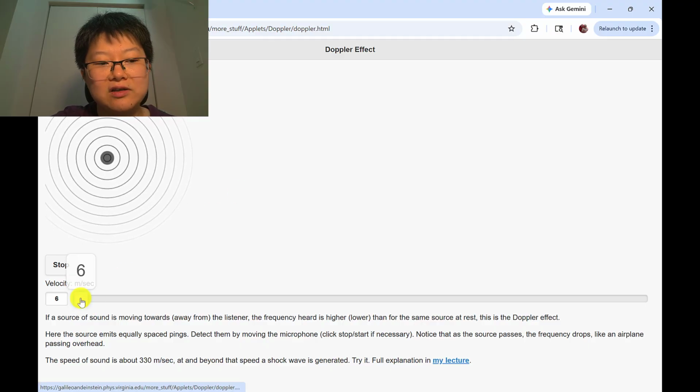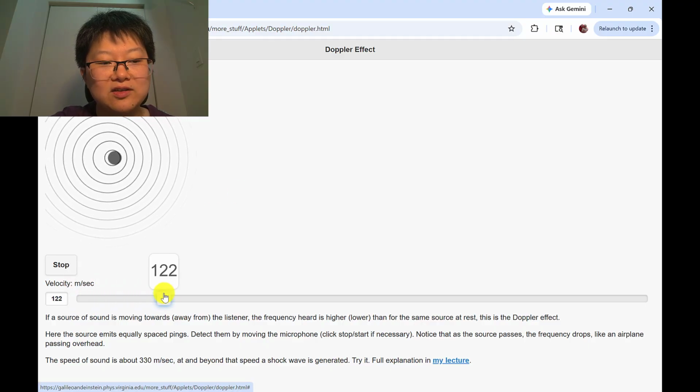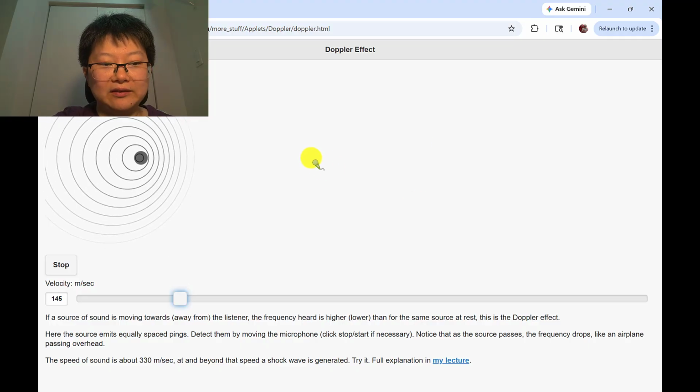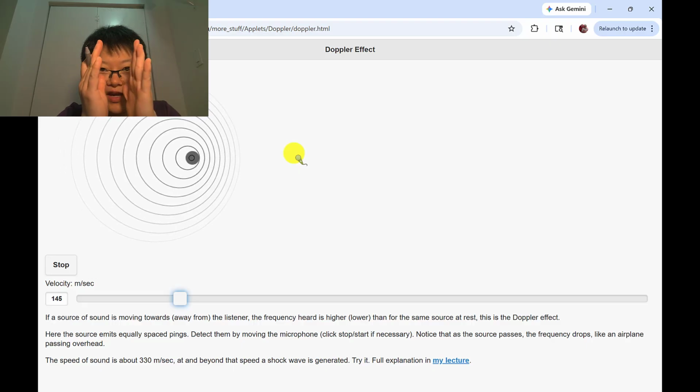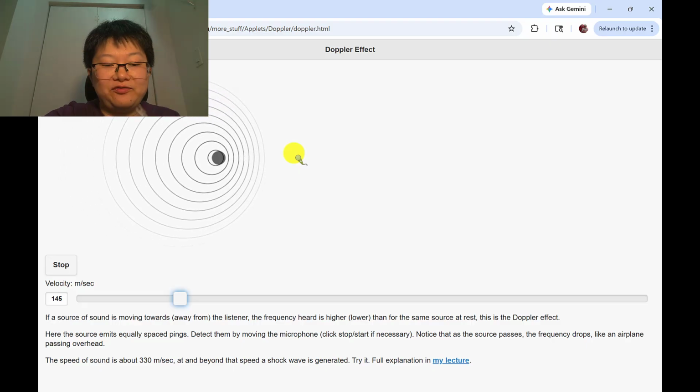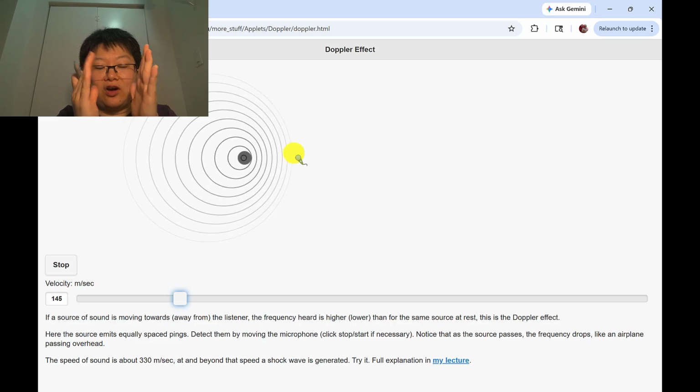I'm going to start this object. I'll make this object move. And then if I have a moving source, we can see that the wave fronts in front of the moving source are squished.